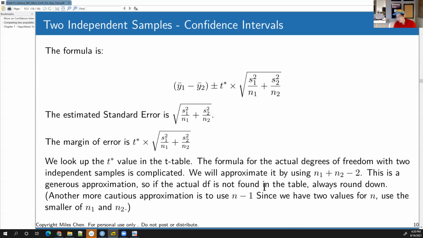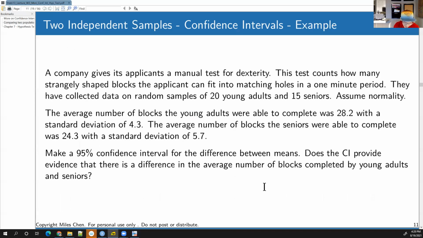And we'll just go with the generous one and round down. That'll be kind of our thing. Okay, all right, so let's look at this example, and we'll revisit this example later today when we introduce hypothesis tests.